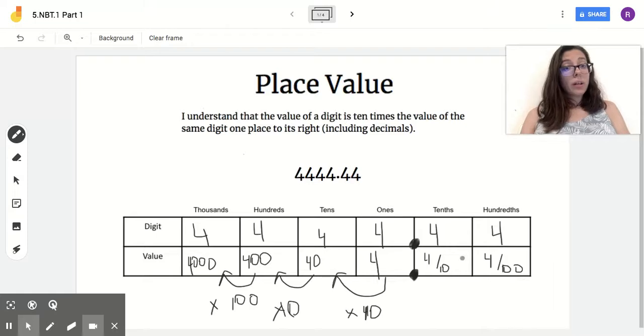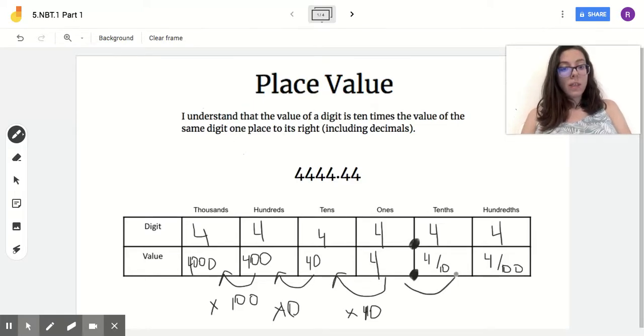Now, like I said earlier, this still works for decimals. So when I take a look at 4 tenths compared to 4, 4 is 10 times larger than 4 tenths. And again, same here, this 4 tenths is 10 times larger than 4 hundredths. That's pretty confusing because a lot of people think 4 hundredths sounds a lot bigger than 4 tenths.